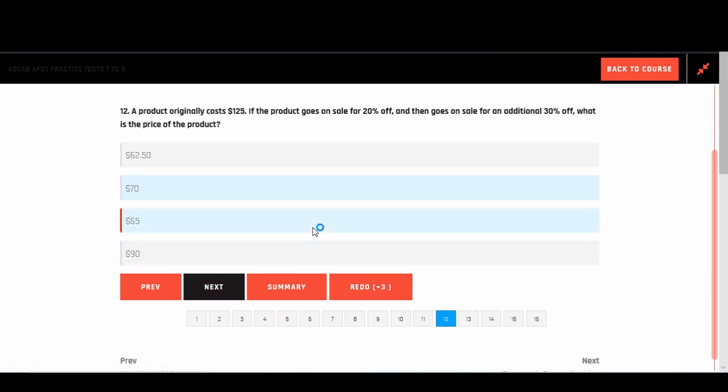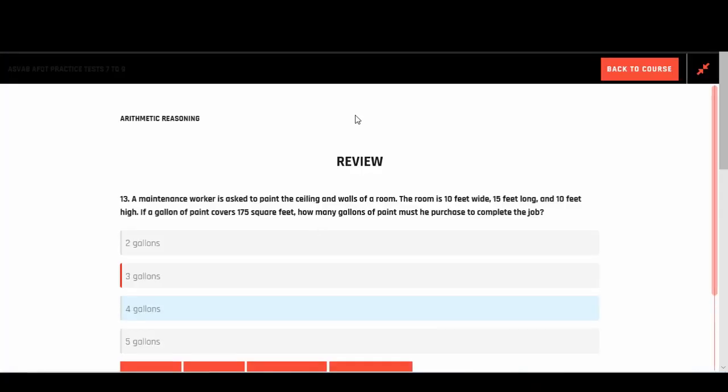Again, nothing easy in this practice test, so don't beat yourself up if it was too difficult. 13 says a maintenance worker is asked to paint the ceiling and walls of a room. The room is 10 feet wide, 15 feet long, 10 feet high. The gallon of paint covers 175 square feet. How many gallons of paint must he purchase to complete the job?